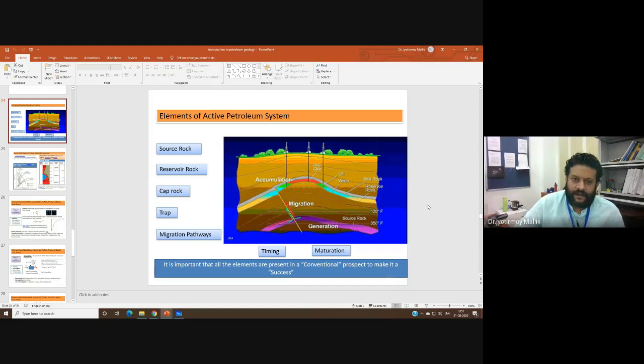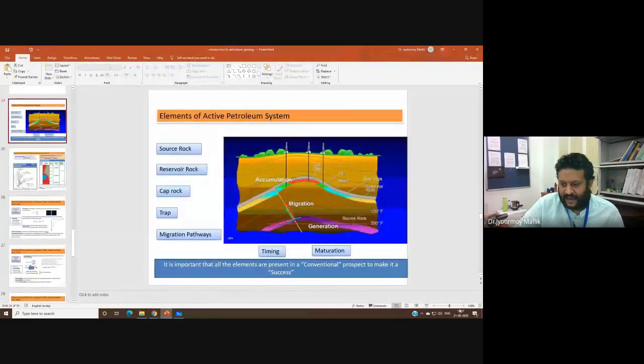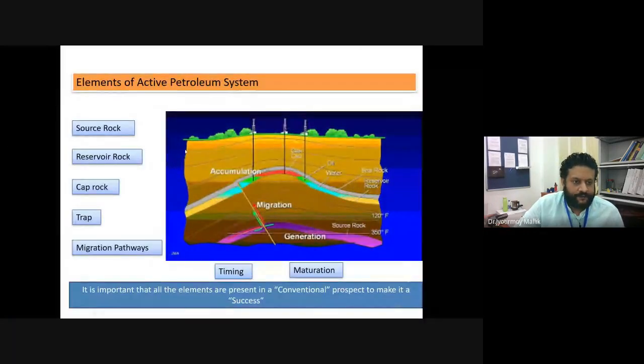So we were talking about the different elements that we will require in the active petroleum system, and the elements are the presence of a source rock. So the source rock, as we said, is a shale which has enough total organic carbon, and which is subjected to some sort of temperature because of burial, and it expels hydrocarbon. And then you need a reservoir rock, and that reservoir rock is where the hydrocarbon is stored. You need a migration pathway through which the hydrocarbon essentially migrates from the source rock to the reservoir rock.